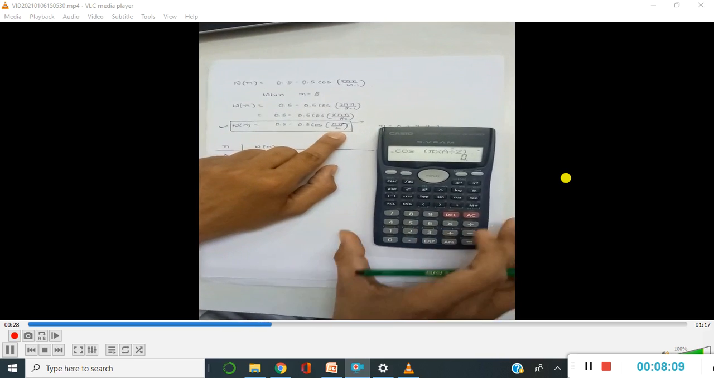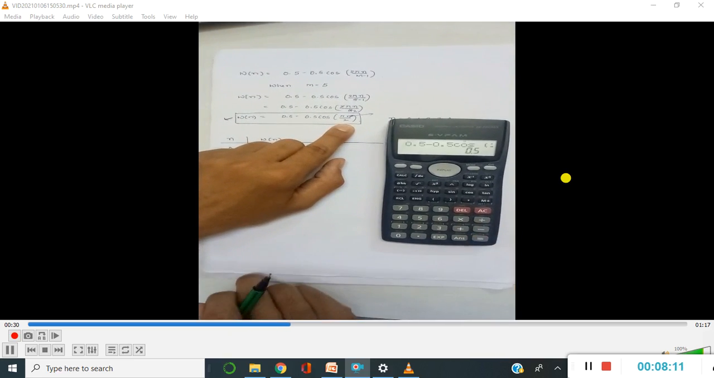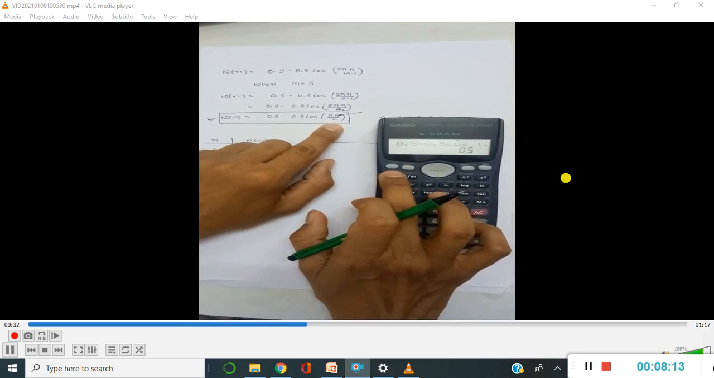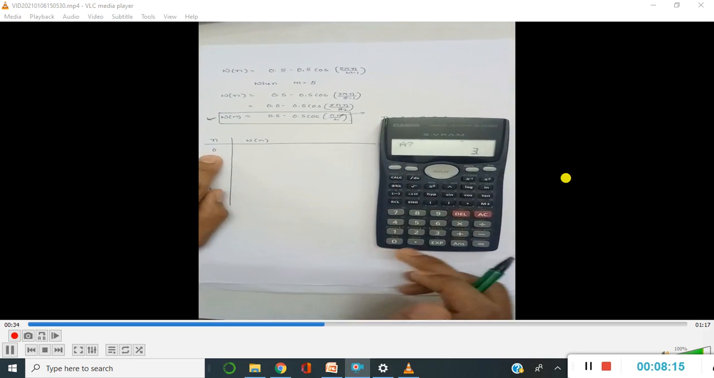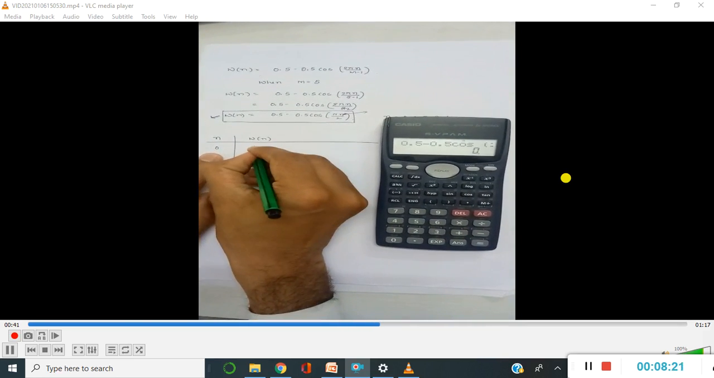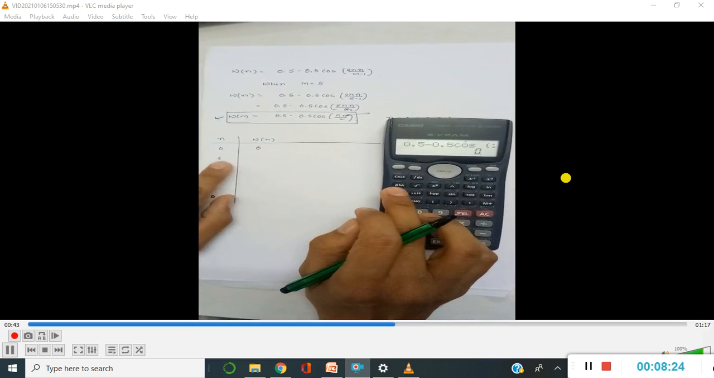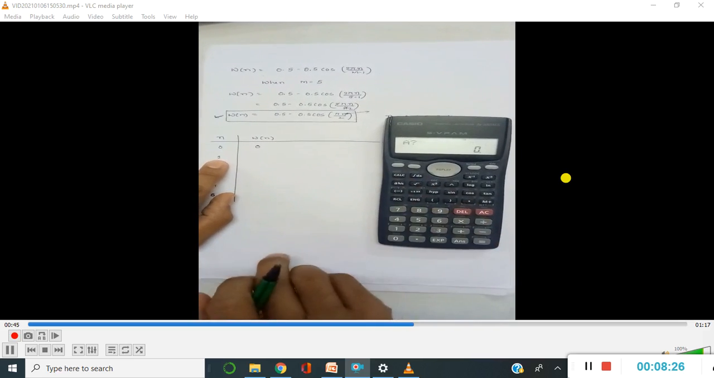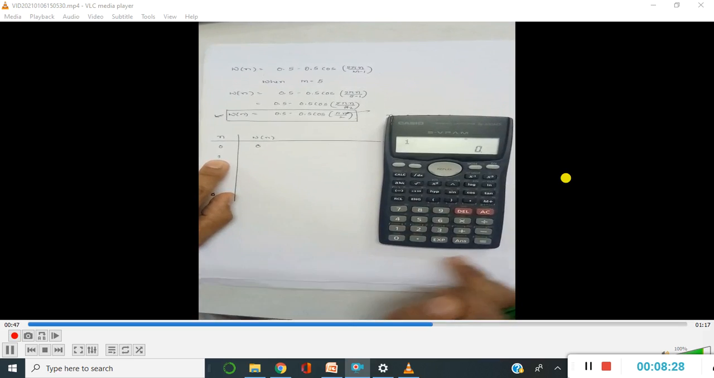Divided by 2. So now you go to CALC. It will ask for your A value. A is nothing but n here. N equal to 0 I will put. The Wn value is 0. Now I press CALC once again, so it will ask for A.